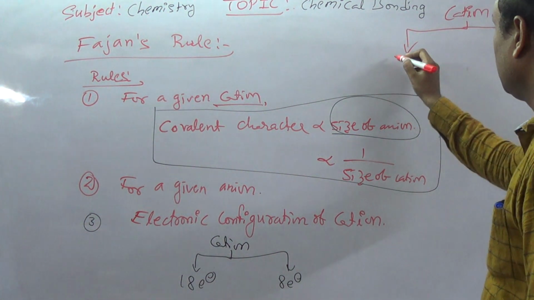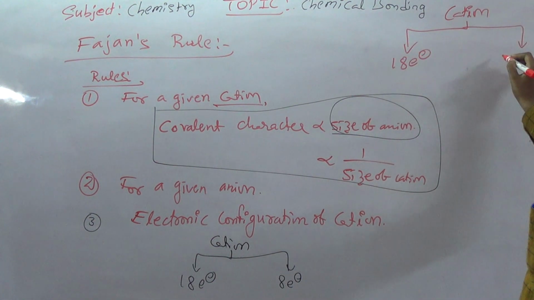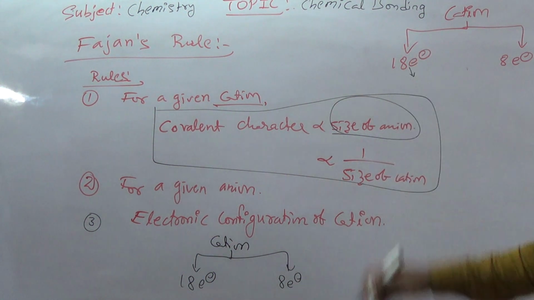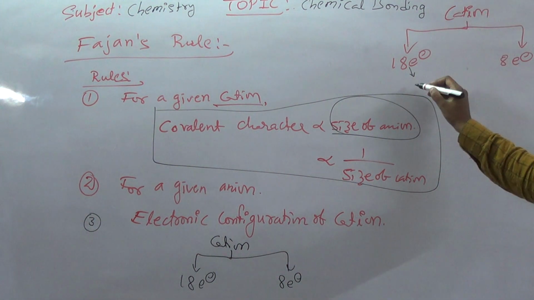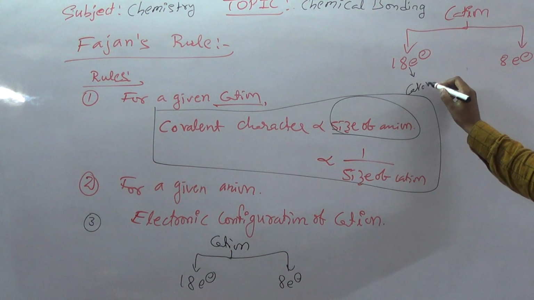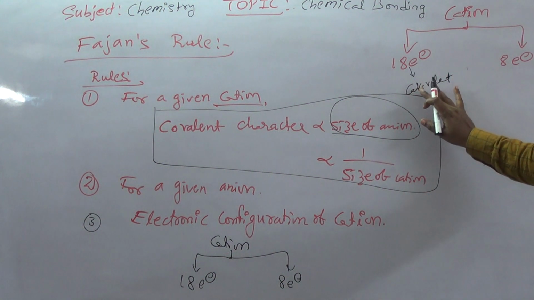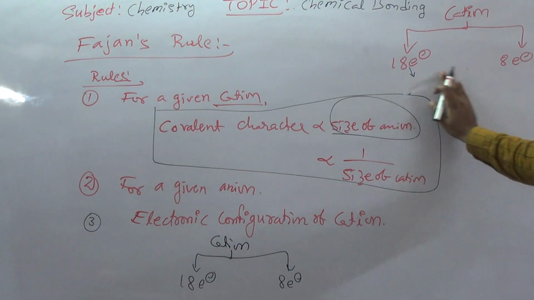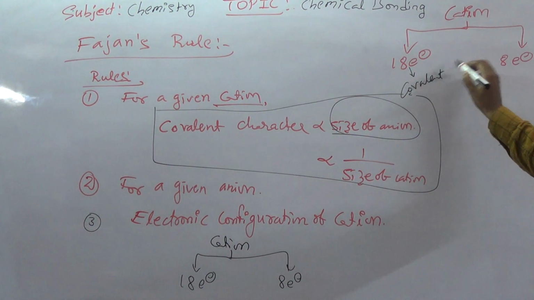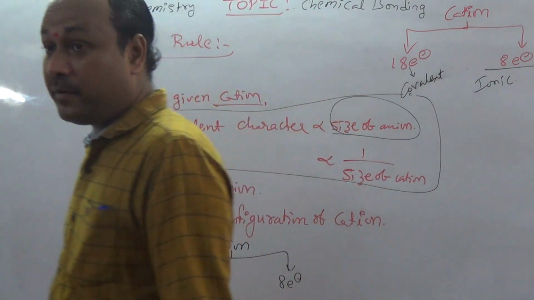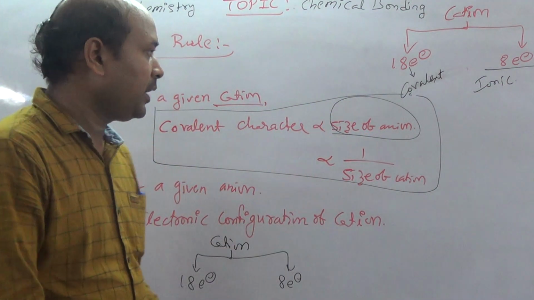A cation having 18 electrons, meaning a pseudo inert gas configuration, is favorable for covalent character, so it has more covalent character. If the cation has 8 electrons, then it is more favorable for ionic character. For that I am taking an example.